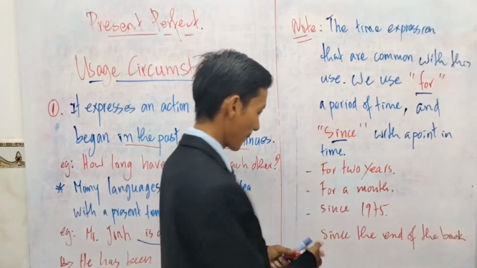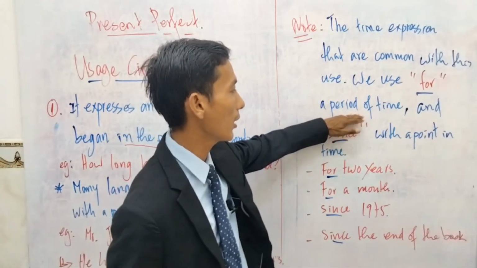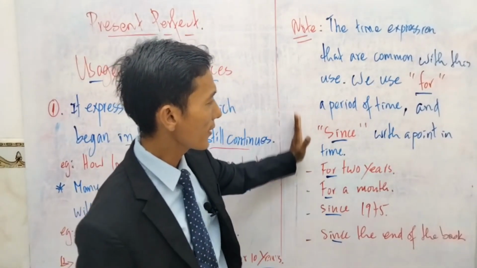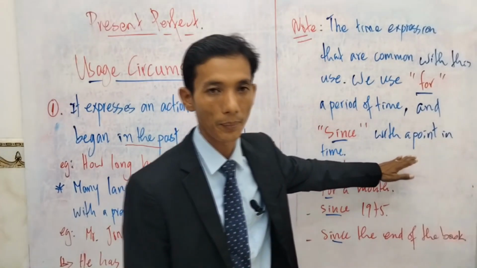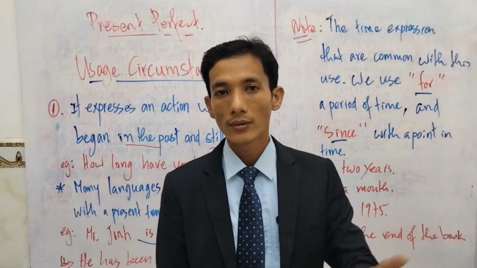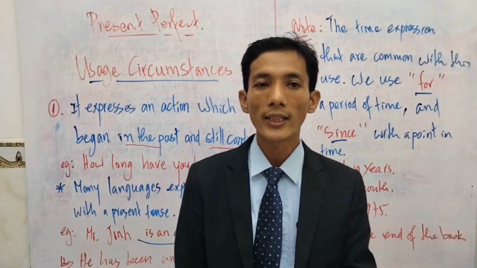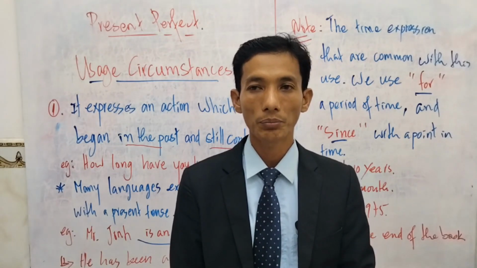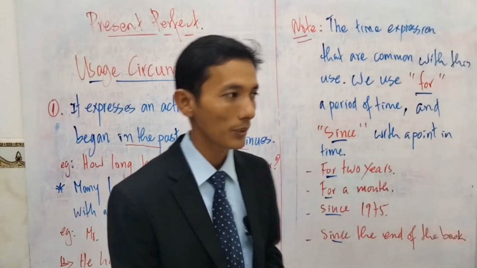So these are called the time expressions for and since. For talks about a period of time, since talks about a point in time, so for and since are different. If we talk about a point in time, we say since 1990, since 1975, since 1980, a time when it started. But for talks about a period of time: for 2 years, for 10 years, for a month, for 2 months.